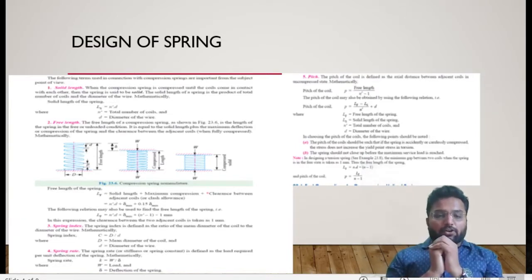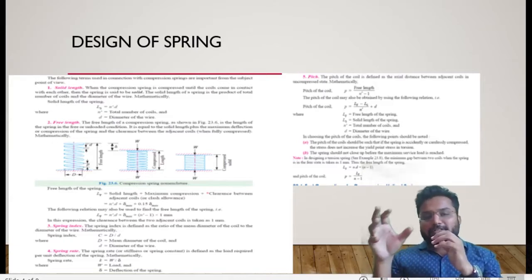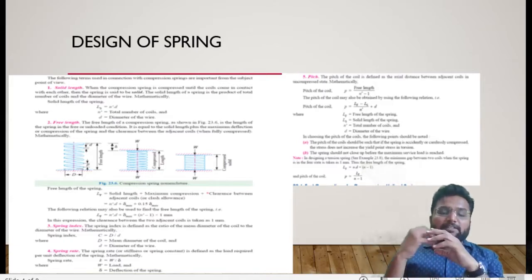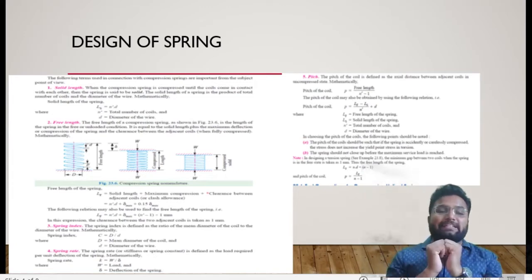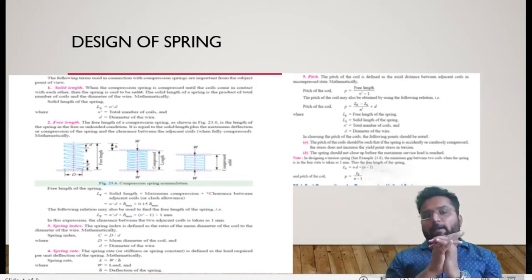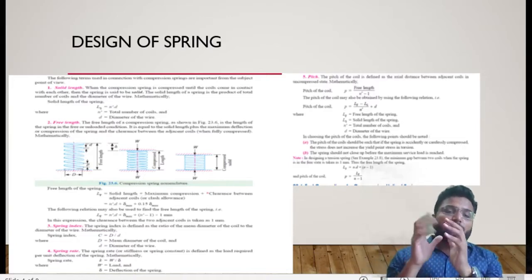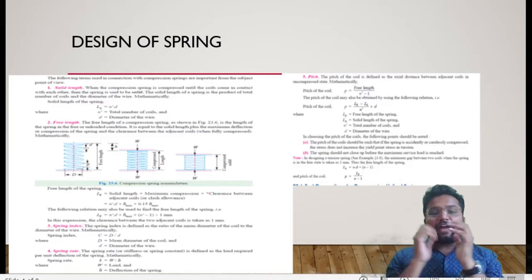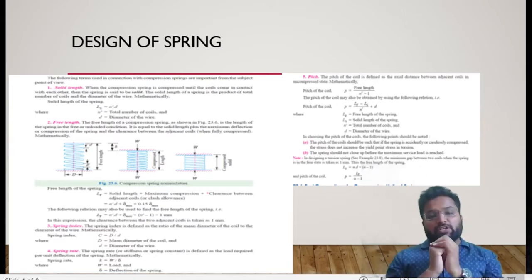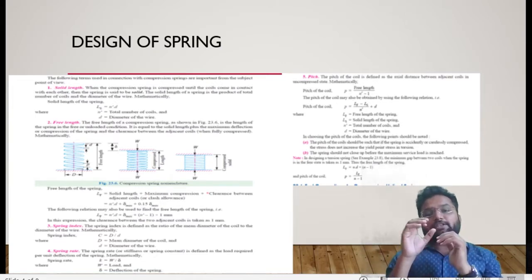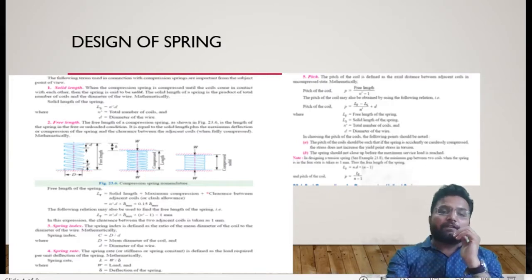The first thing to discuss is solid length. What is the solid length of a spring? There could be two types of extension or deflection of a spring: one in tension and one in compression. In the case of a suspension system, our deflection will always be in the negative direction, which is called compression, and the maximum compression which the spring can attain is called its solid length. So the first thing here is the discussion of solid length.